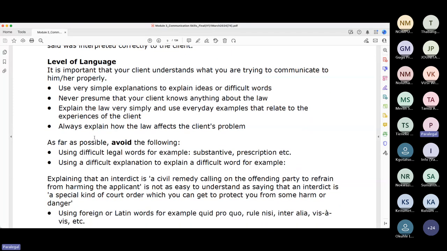Explain the law. They say in the movies, explain to me as if I was a four-year-old. So if you're going to use language to explain a legal principle to a client, explain it as if your client was a four-year-old, not in a condescending manner, but in the simplicity of speech. It must be so simple for the client to get it. Always explain how the law affects the client's problem. That is called application of the law to facts. You always get this when you write a legal opinion.